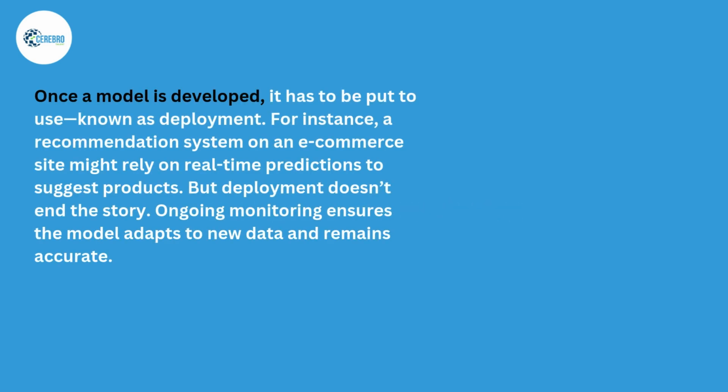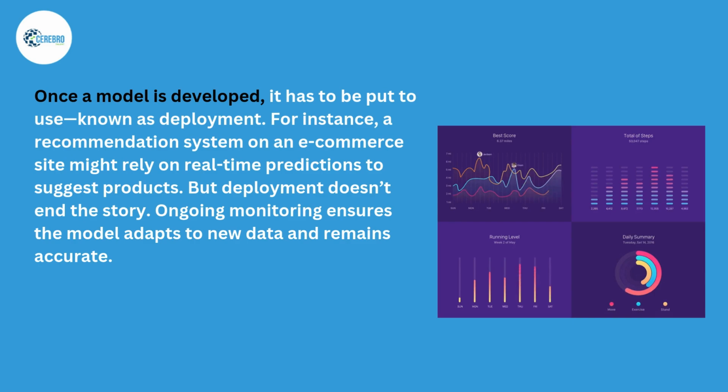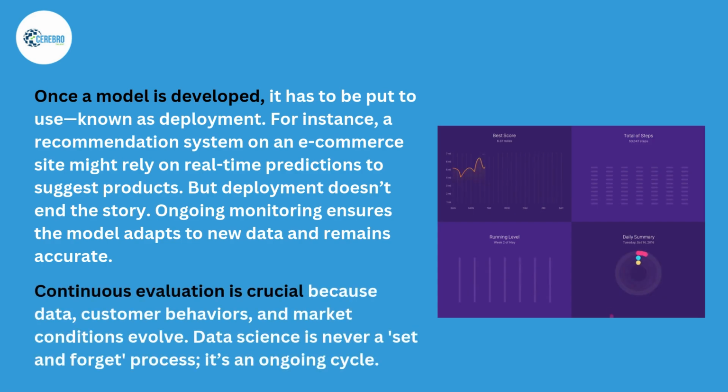Once a model is developed, it has to be put to use, known as deployment. For instance, a recommendation system on an e-commerce site might rely on real-time predictions to suggest products. But deployment doesn't end the story. Ongoing monitoring ensures the model adapts to new data and remains accurate. Continuous evaluation is crucial because data, customer behaviors, and market conditions evolve. Data science is never a set-and-forget process. It's an ongoing cycle.